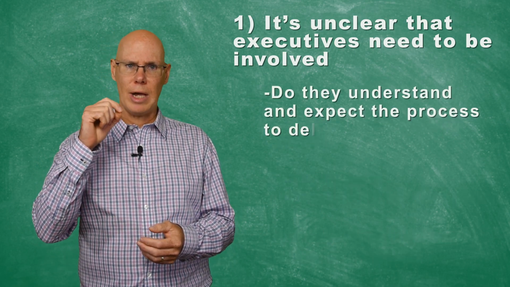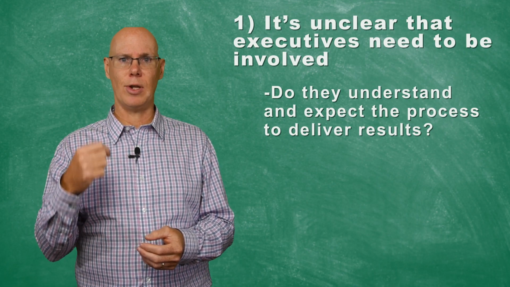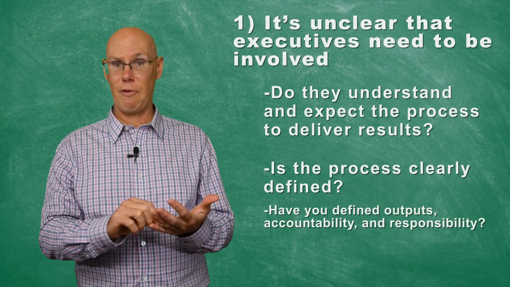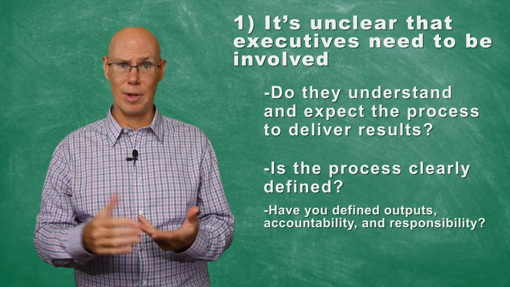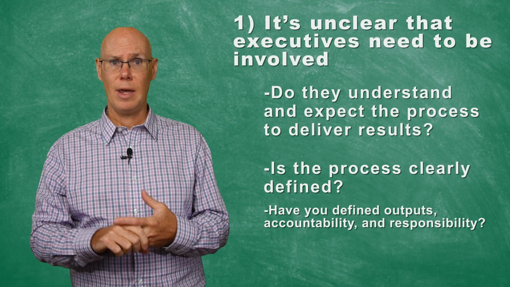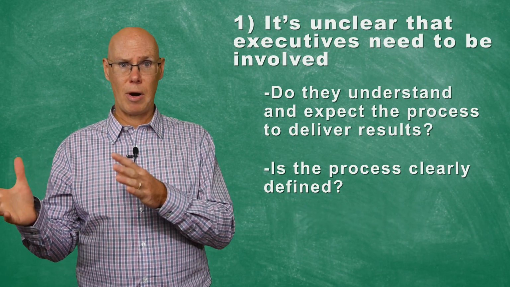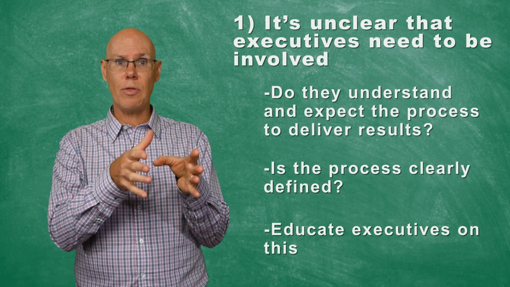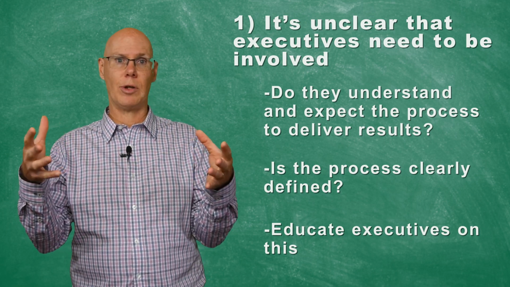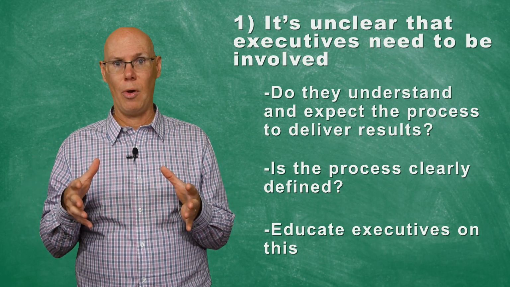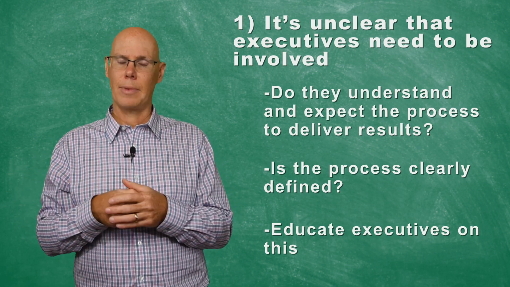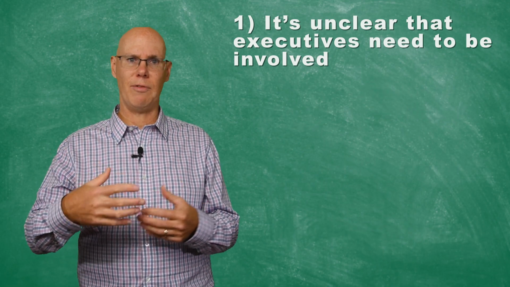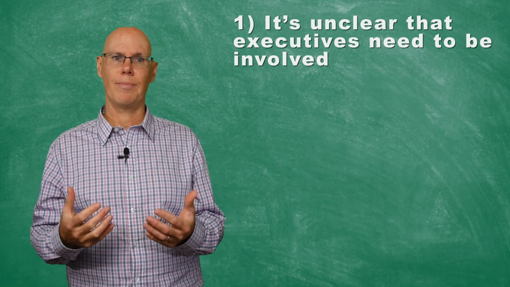So, do they understand and expect the process to deliver results? Is the process clearly defined? Have you defined the outputs? Have you defined accountability? Have you defined responsibility? Part of this is educating the executive on the process and those outcomes, so they know what they should be able to expect and therefore know what their role is in that. This often does require some outside coaching. So that's the first one, if it's not clear to them that they need to be involved.